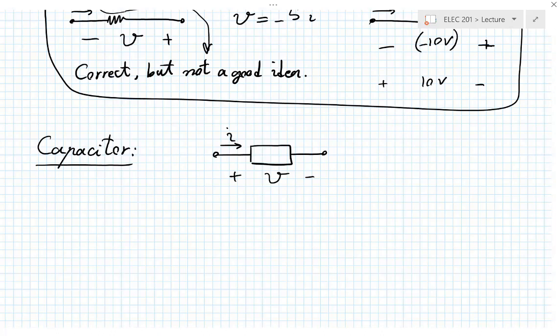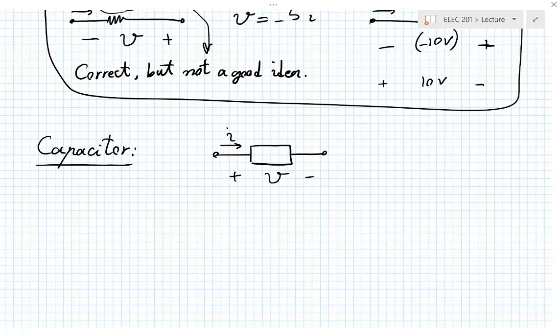So it's like going back to the water analogy. It's like a reservoir. You put so many liters of water in a tank. So you put so much charge in a capacitor. 5 coulombs of charge in a capacitor, for instance. Okay.